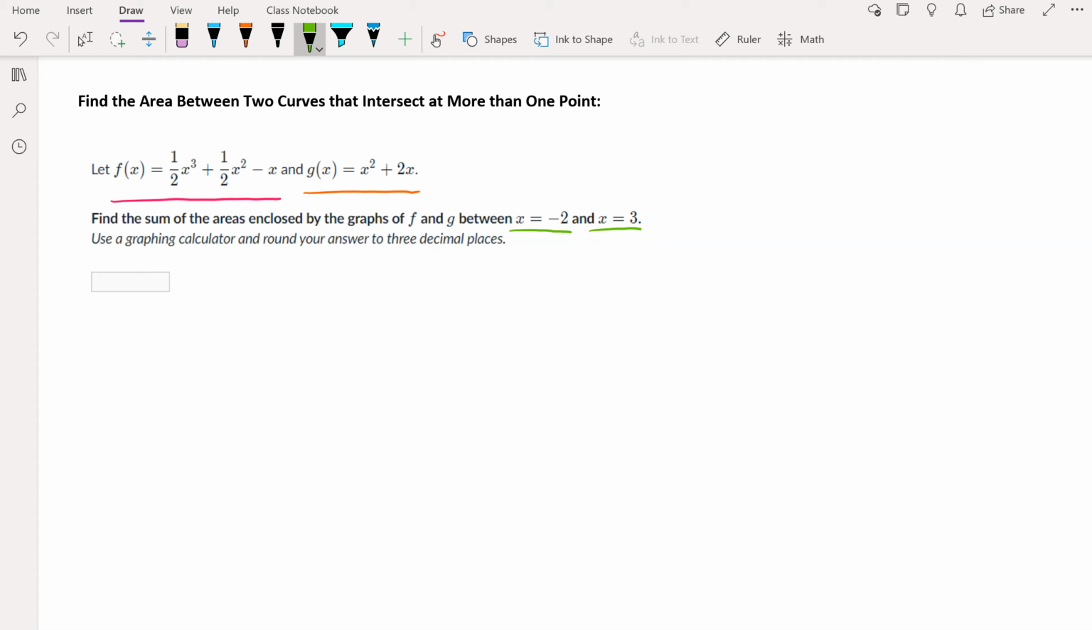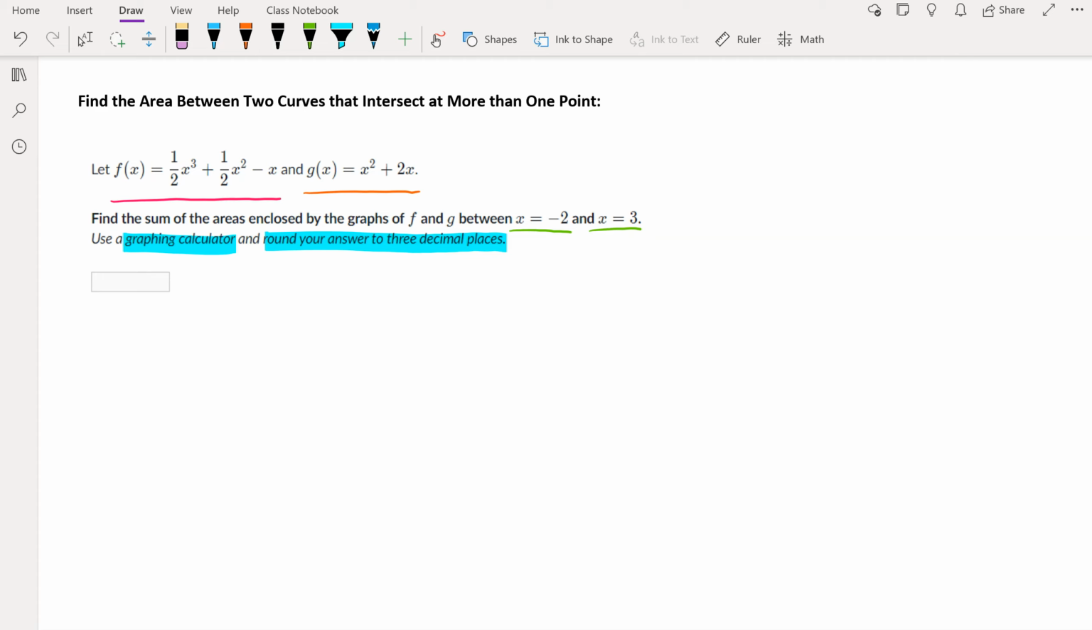-2 to 3, and then luckily, yay, we get a graphing calculator on this one. And remember to always round your answer to 3 decimal places. Actually, in Khan Academy it makes you round, but on the AP exam we're not even going to round. But today we're going to have to round because of Khan Academy.